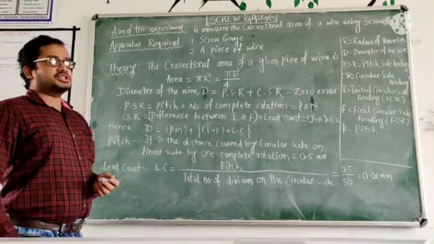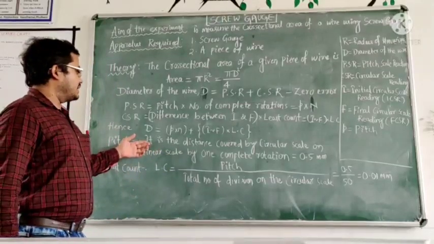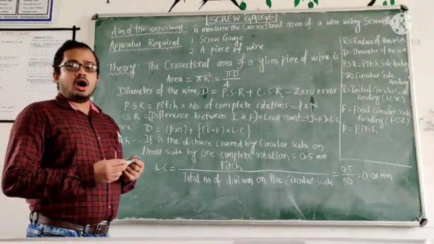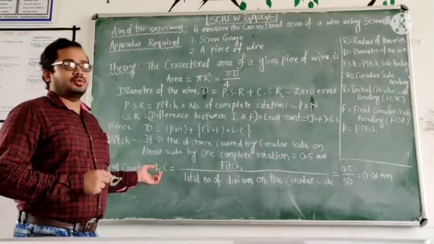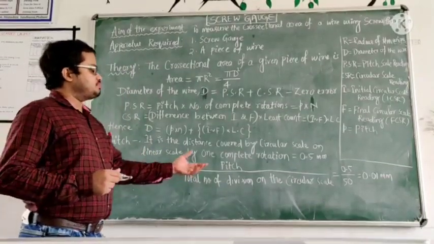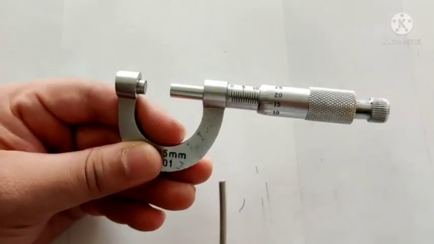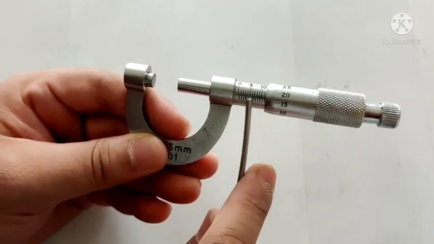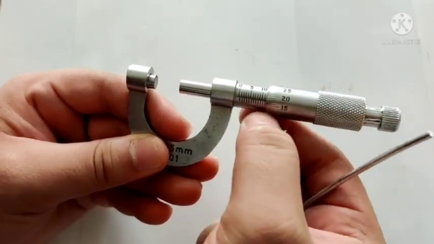Now, to understand the meaning of pitch, we need to define it first. It is the distance covered by the circular scale on the linear scale in one complete rotation, and the least count of a screw gauge is defined as pitch divided by total number of circular scale divisions. Here you can see this screw gauge has two scales. One is the main scale or the linear scale, and this one is the circular scale.